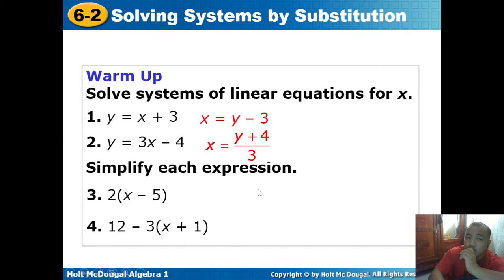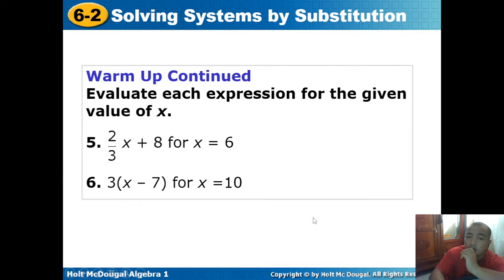Simplify each expression for number 3 and 4. 2x minus 10. How about here? 9 minus 3x, because 12 minus 3x minus 3. 12 minus 3 is 9. So 9 minus 3x.